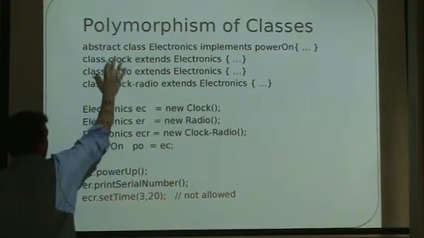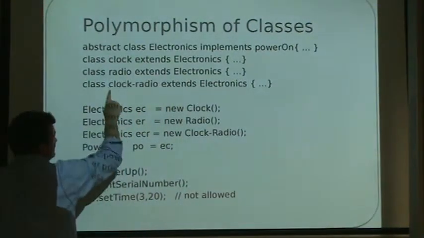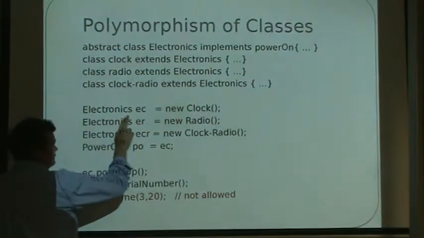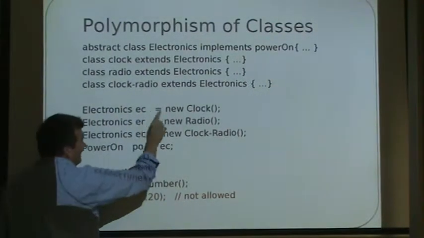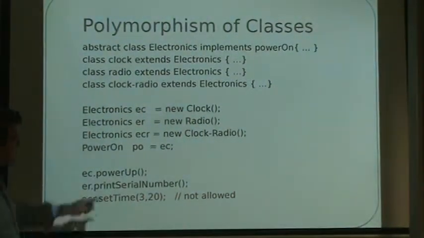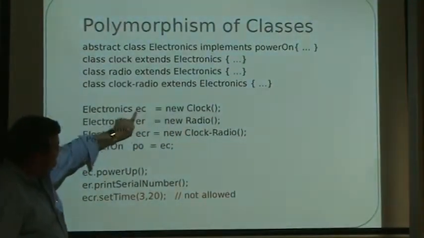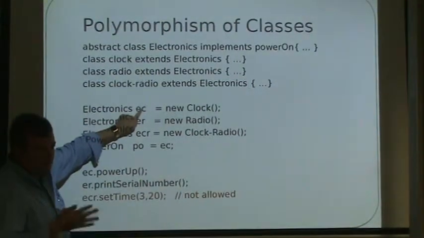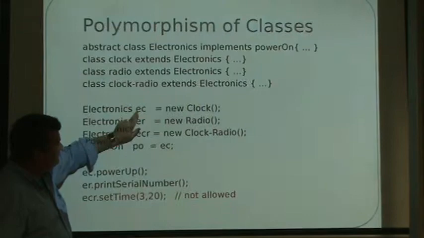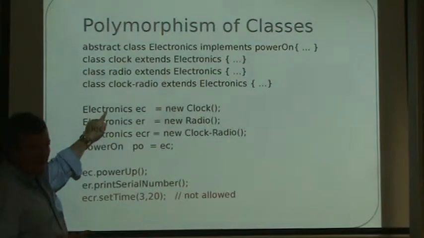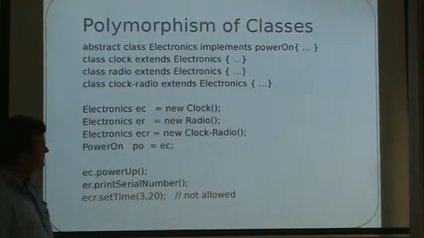These are not abstract classes, so we can actually make these things. And then we've decided to let clock radio extend from electronics and do that composition way of simulating multiple inheritance. Okay, so we're allowed to create an electronics object, call it EC, and have it actually refer to a clock. That's allowed. Even though this is of type electronics, this would be of type clock. Now, using this object to call a function that is only specific to clocks won't work. So we couldn't say EC dot setTime, because electronics don't have a way of setting their time that's specific to clocks.